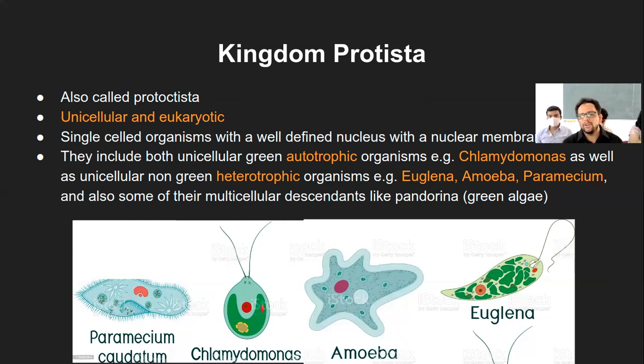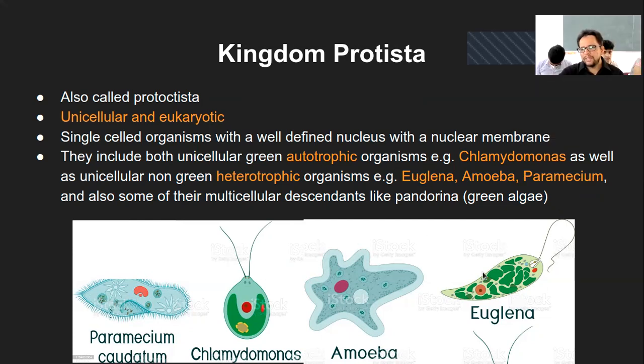So they are autotrophic. Heterotrophic will be non-green because they don't have their own photosynthesis mechanism or any other mechanism to synthesize the food. Rather, they are dependent for food on other organisms. So that is something like Euglena, which you can see here, amoeba and paramecium. These are the commonly used examples in the slide. And also some of the multicellular descendants like Pandorina, which is a green algae, are derived from these unicellular eukaryotic organisms, right?